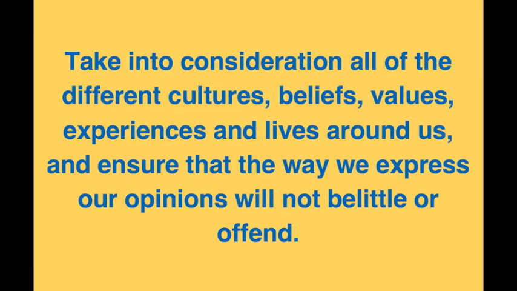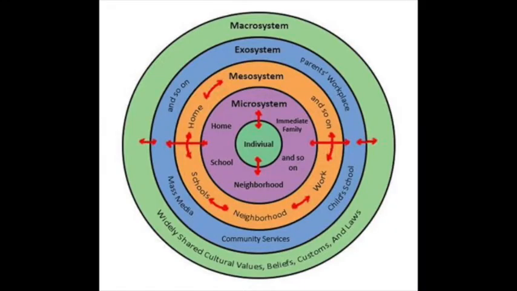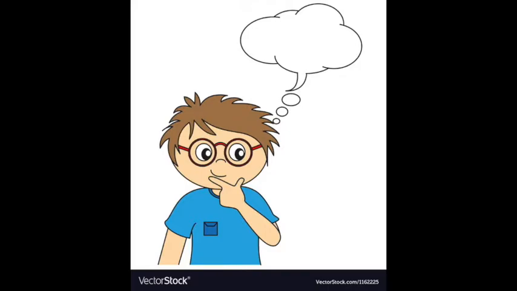The fourth principle can be taking into consideration all the different cultures, beliefs, values and experiences of the lives around us, and ensuring that the way we express our opinions will not belittle or offend. Bronfenbrenner's ecological systems theory perhaps best summarizes the reason why this principle is so key to building a positive and inclusive classroom. That's to say the child's micro, meso, exo and macro system will all combine to form an individual that is capable of personal opinions and expressions, and these personal opinions and expressions will be respected in the classroom.